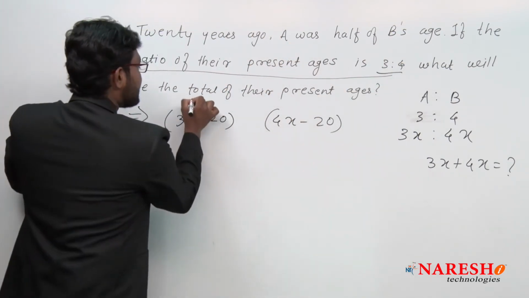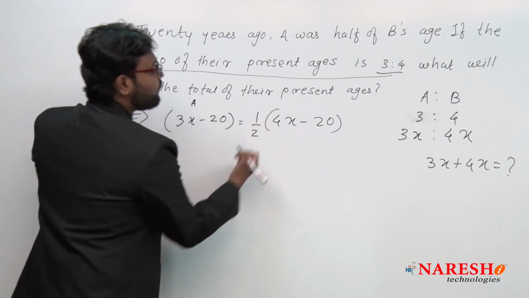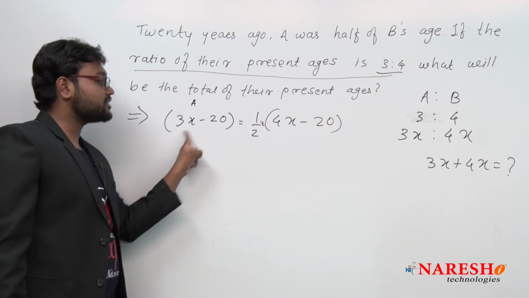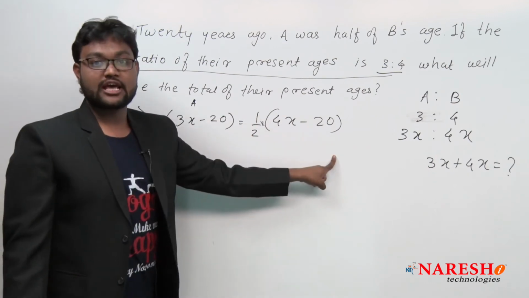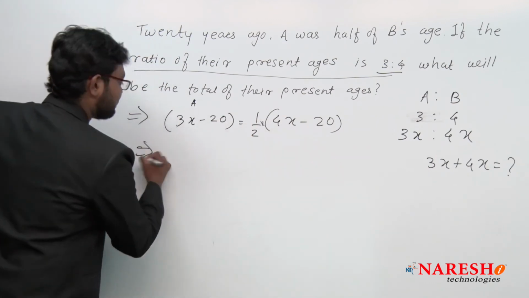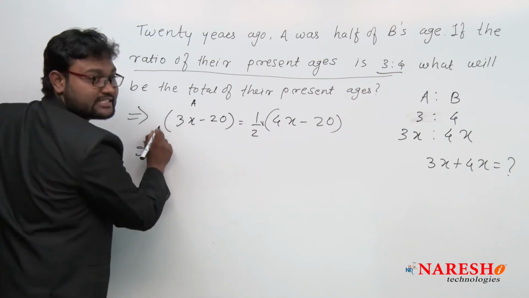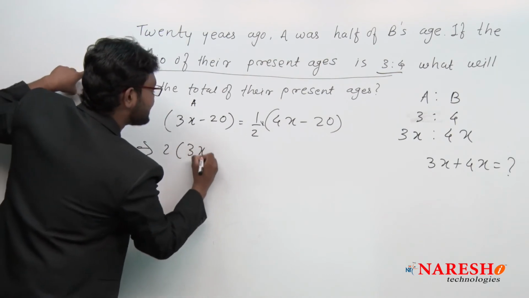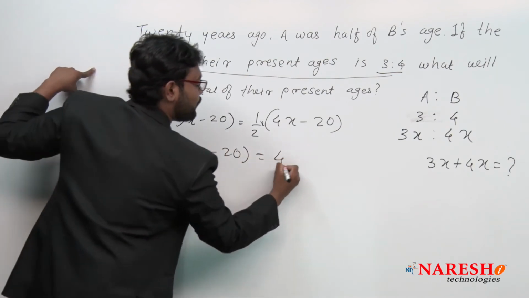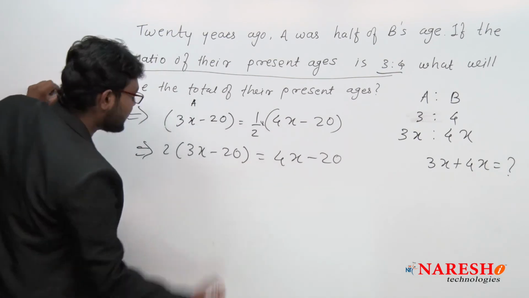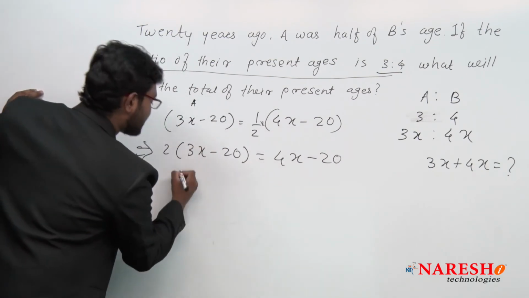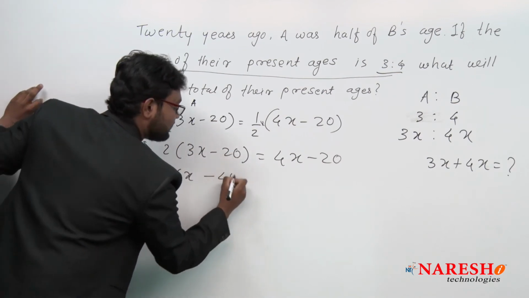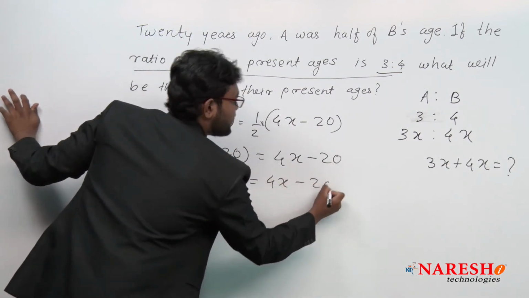That means A's age is half of B's age. Of means multiplication here. So A's age is half of B's age, and we have to solve this. The 2 will come to this side, so this 2 will multiply this bracket. So 2 into (3x minus 20) equals 4x minus 20. Next, 3 2s are 6x minus 2 into 20. 2 20s are 40, which equals 4x minus 20.